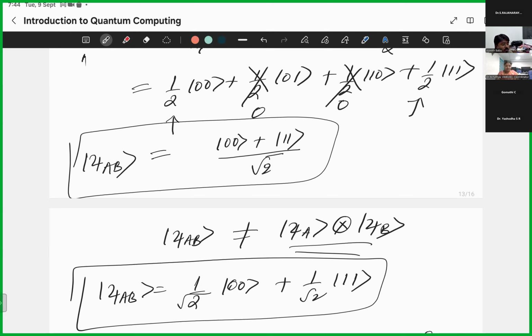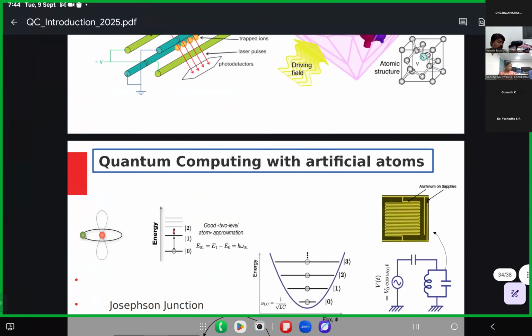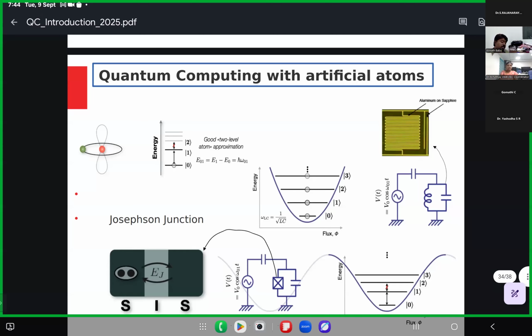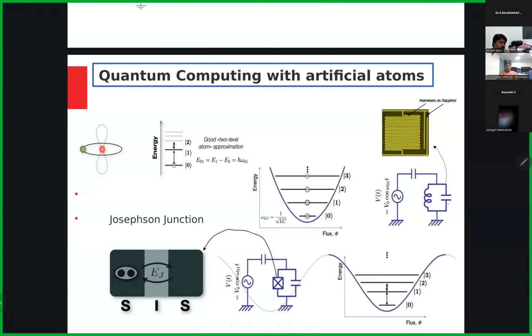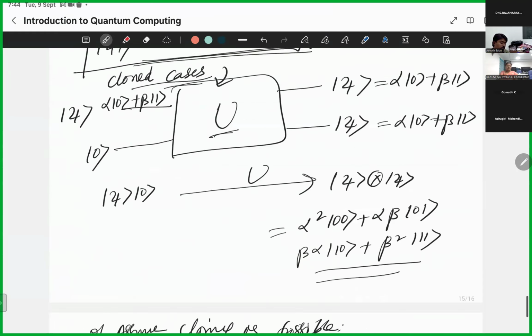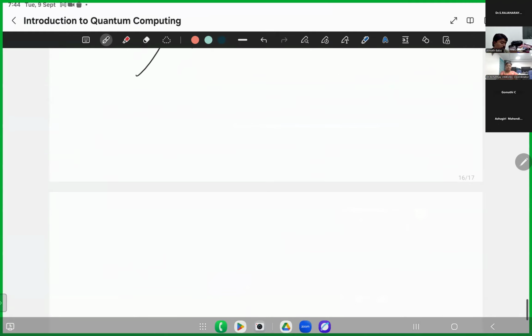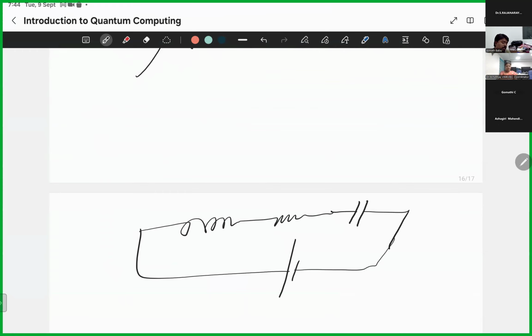Please clarify how the artificial atoms function in the quantum hardware. Okay, so artificial atoms, just like in my slide earlier, I quickly went through. If you look on the right side, there is an LCR circuit. Let me quickly draw. If I have an inductor, a resistor and a capacitor, and I add a battery.